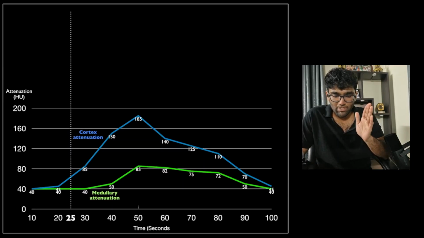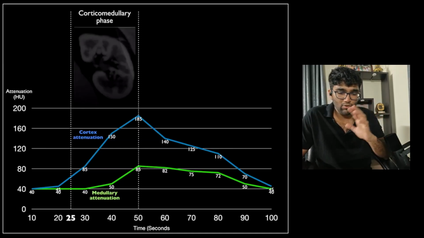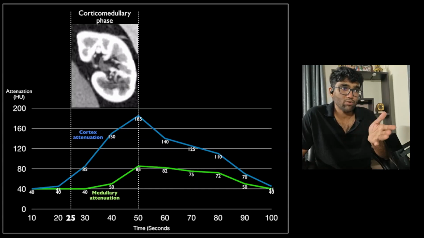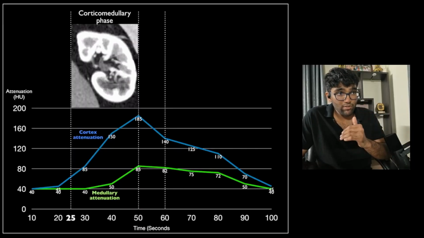So if you were to take an image between say 25 and 50 seconds after contrast injection, what you would get is naturally the corticomedullary phase, because the cortex would enhance and then the medulla would not, and that is what this looks like clinically. Similarly, if I was to take an image between 50 and 60 seconds, now the cortex's attenuation is decreasing, and the renal medullary attenuation is now almost constant.